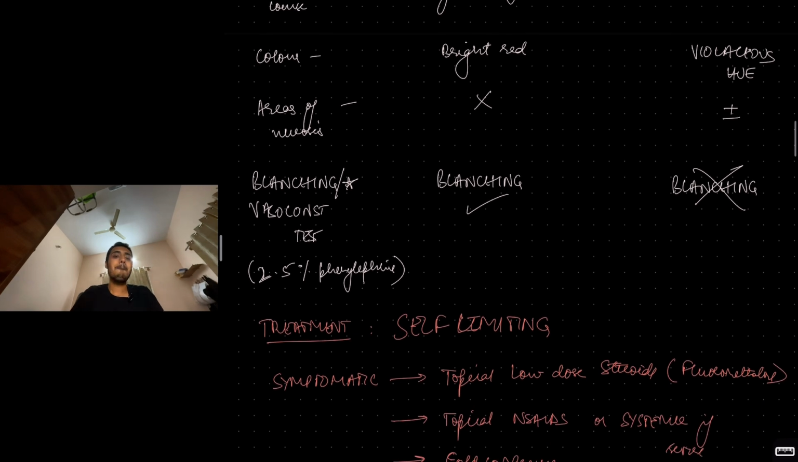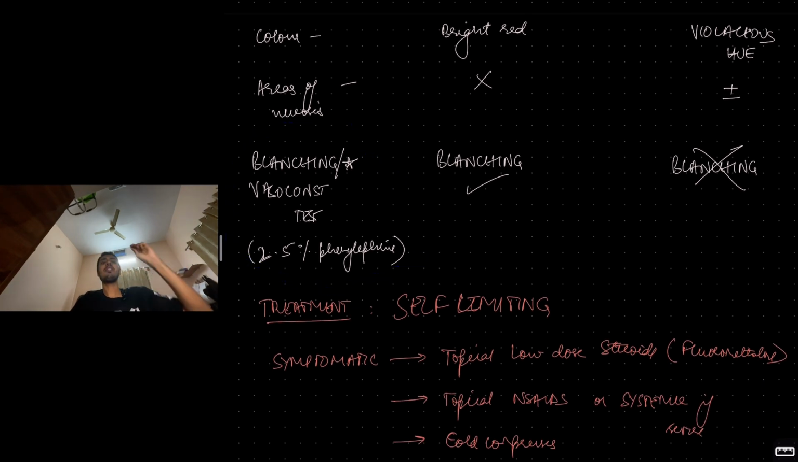Then blanching test or vasoconstrictor test, where we add 2.5% phenylephrine eye drops. 2.5% phenylephrine, it is a vasoconstrictor. So what happens in episcleritis? The inflammation is very superficial, right? Superficial vascular plexus. So the eye drops reach the vascular plexus, cause vasoconstriction, redness disappears. So blanching is present. Whereas in scleritis, it is the deeper involvement, deeper inflammation. So the eye drops will not cause vasoconstriction. So blanching will not happen.